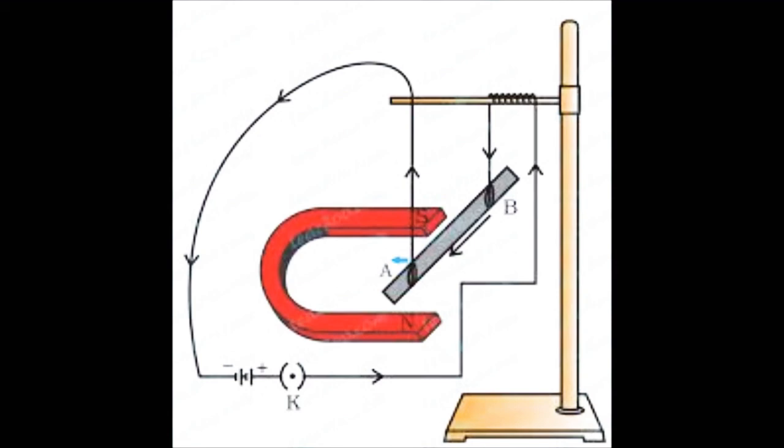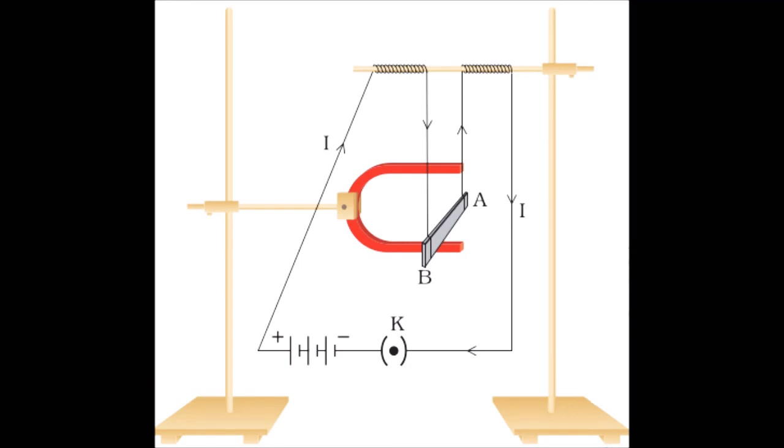By this we come to know that the force on the conductor depends upon the direction of current and the direction of magnetic field. In this experiment, if the angle between magnetic field and current is 90 degrees, that is, if the magnetic field and current are perpendicular to each other, then the force will be maximum on the conductor.